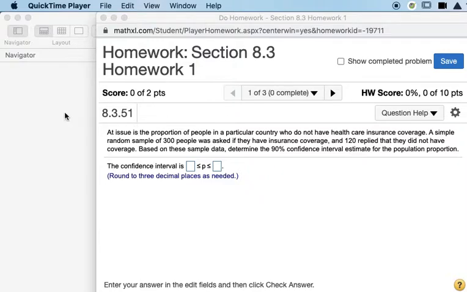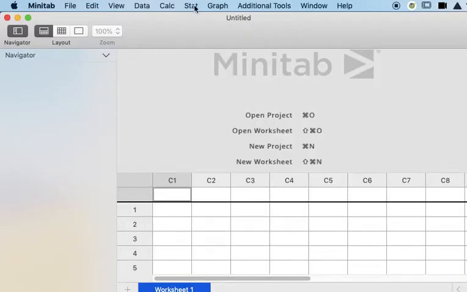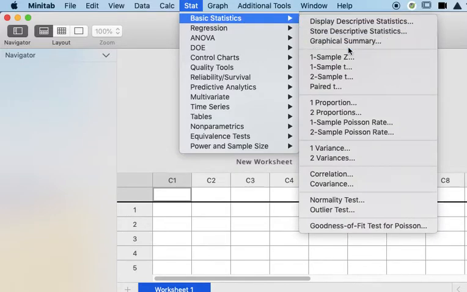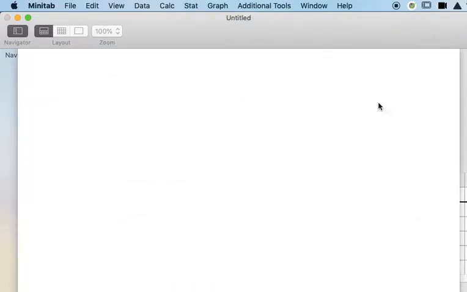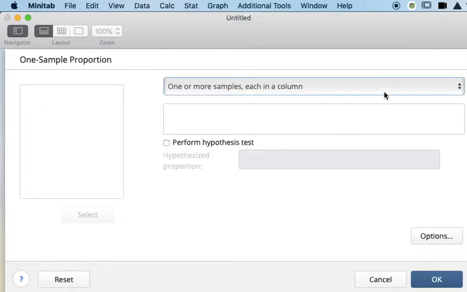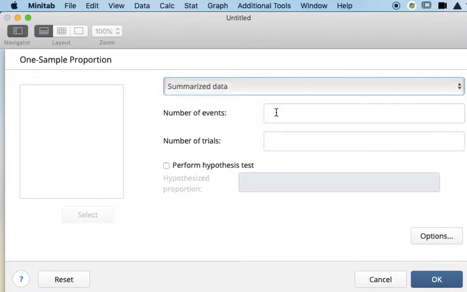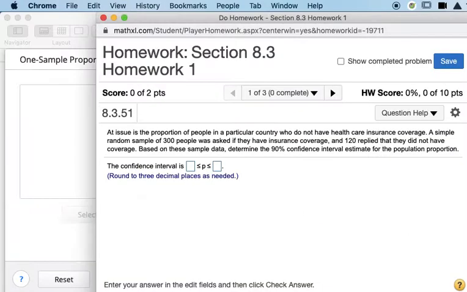So we're going to go to Minitab, and we're going to go to Stat and Basic Statistics again. And for proportions, we go down to One Proportion. I need to change the drop-down menu from one or more samples each in a column to summarized data. And now I'm going to input the number of events and number of trials. Number of trials is always the total number or the larger number. So in this case, that's 300, and number of events is 120.